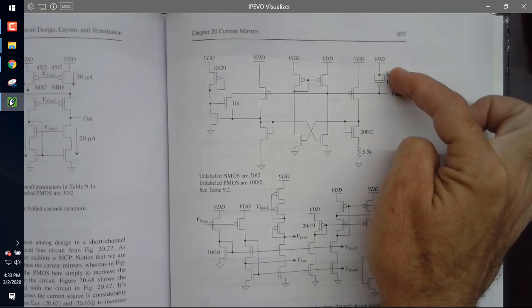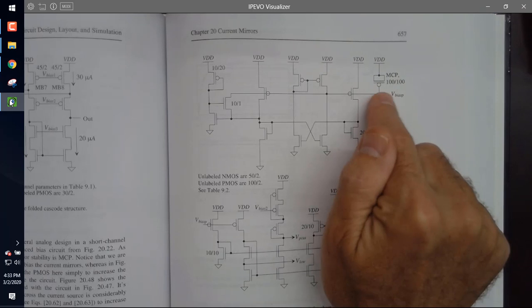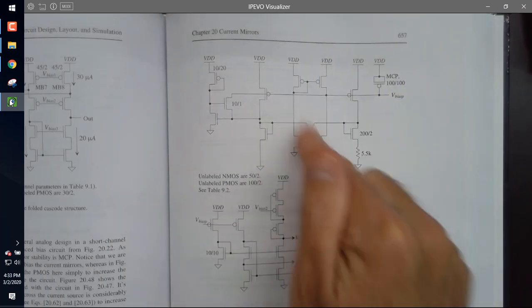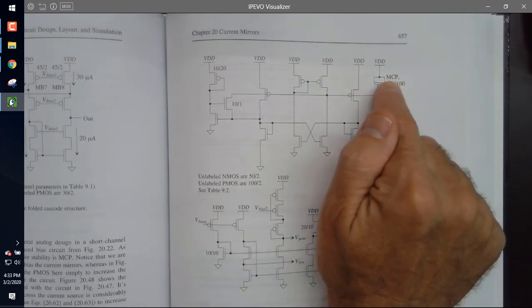No, this capacitor. Yeah, what's it for? Stability. Remember, I took this off and I showed you that this oscillates if you don't have it, because I've got an amplifier in here. I need to stabilize it. I need to compensate the feedback loop, so I put that there for stability.